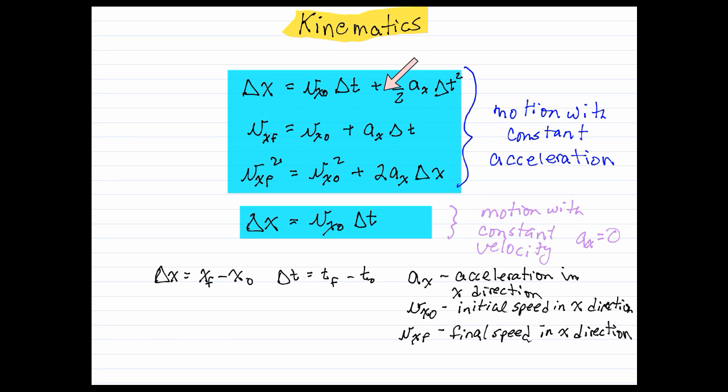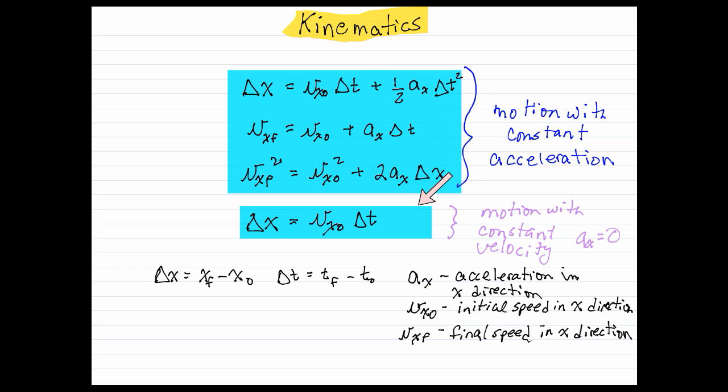These first three equations here are when we have motion with constant acceleration, and here your displacement, or your change in x, is equal to the initial velocity in the x direction times the time interval plus 1/2 times the acceleration times the time interval squared. And we have two other similar equations with similar variables.